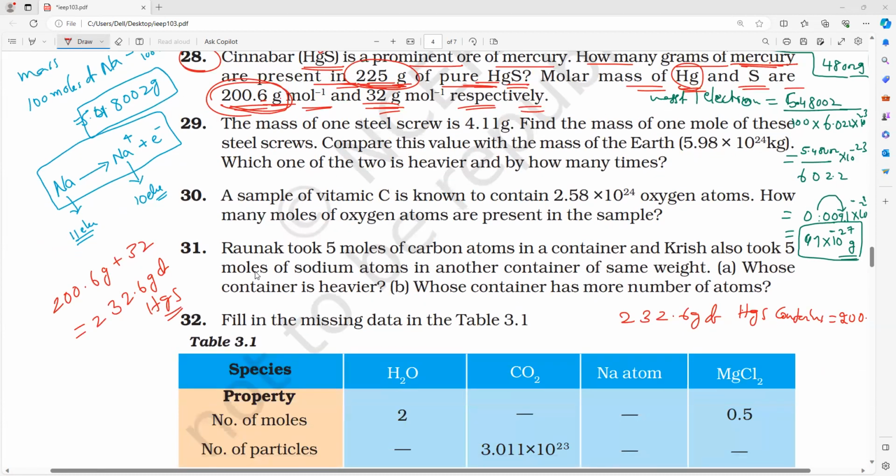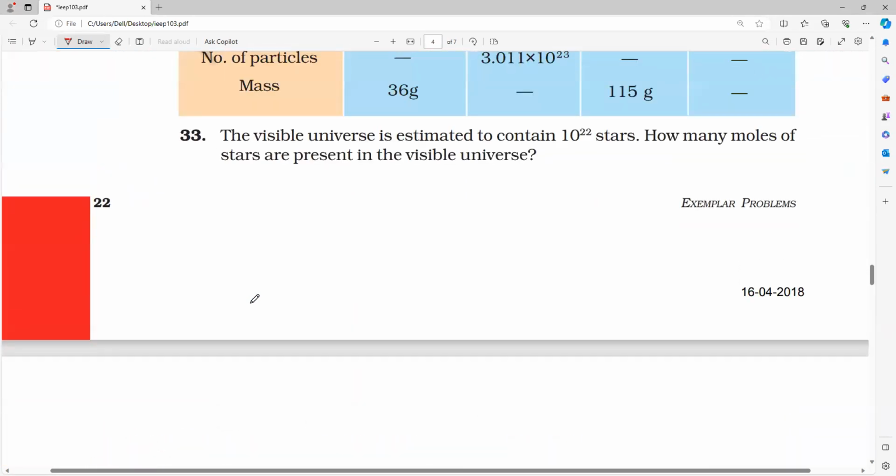The mass of one steel screw is 4.11 grams. Write it, given data. Find the mass of 1 mole of these steel screws. Compare this value with the mass of the earth. Wow, good question. Which one of the two is heavier and by how many times, they are asking. Such a good question it is. So let us see now. Mass of one screw, how much, guys?